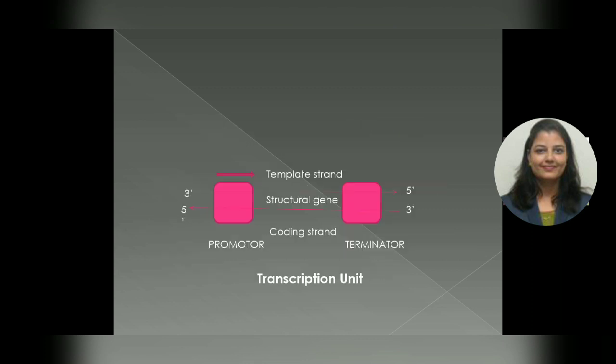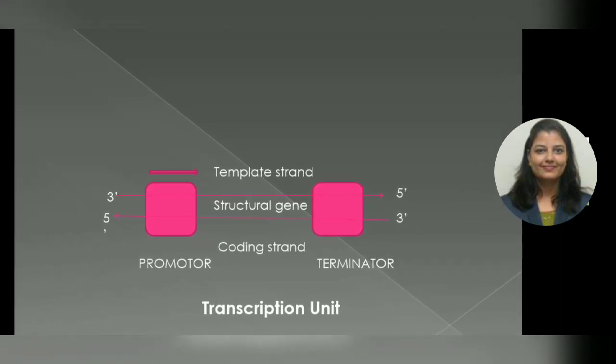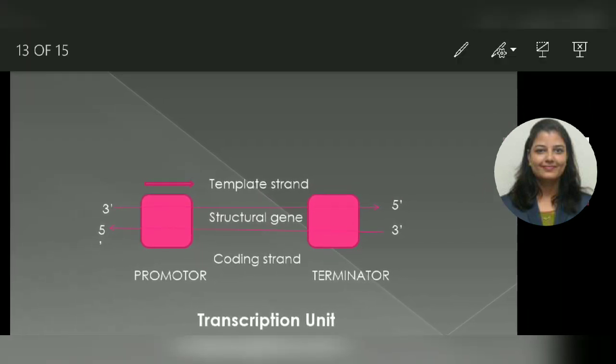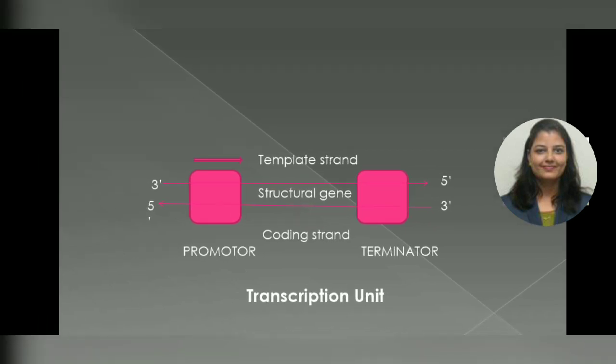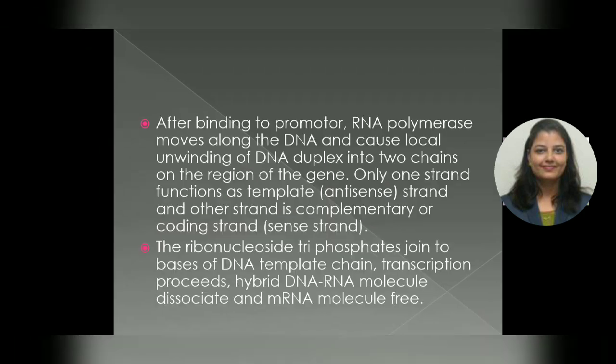In this diagram you can see very clearly the process of transcription starting from 3' to 5' end, where one is a promoter and the second one is a terminator, and the above one is the template strand, and this is the structural gene and this is the coding strand. So this is a transcription unit where transcription starts.